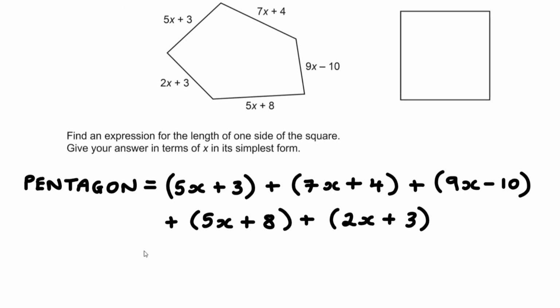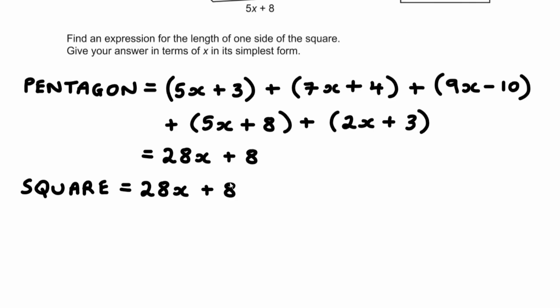So how many x's do we have in total? Well, we've got 5 plus 7 plus 9 plus 5 plus 2, so that's 28. So we've got 28x. And then we've got 3 plus 4, subtract 10 plus 8 plus 3, that's 8. So the perimeter of the pentagon is 28x plus 8. This means the square has a perimeter of 28x plus 8.